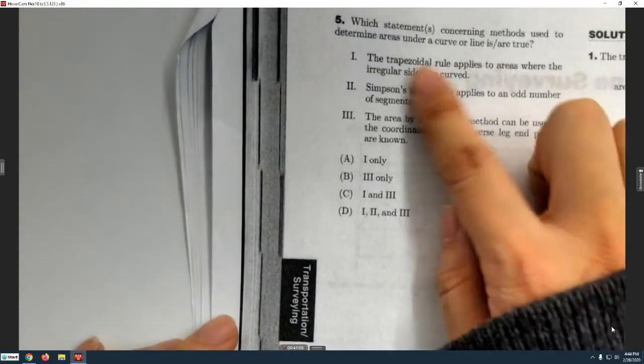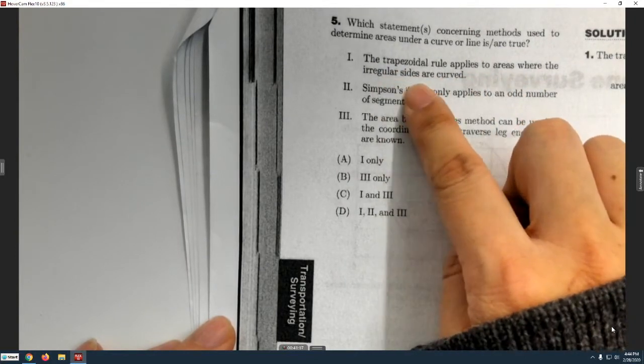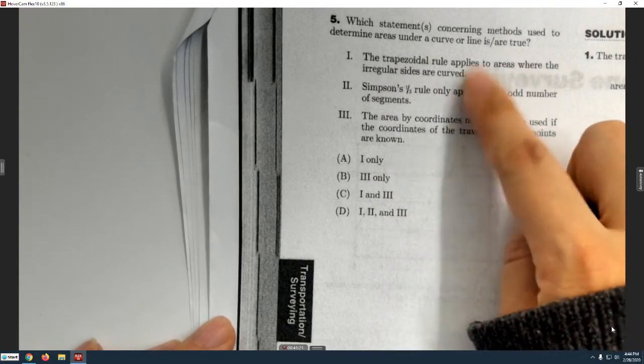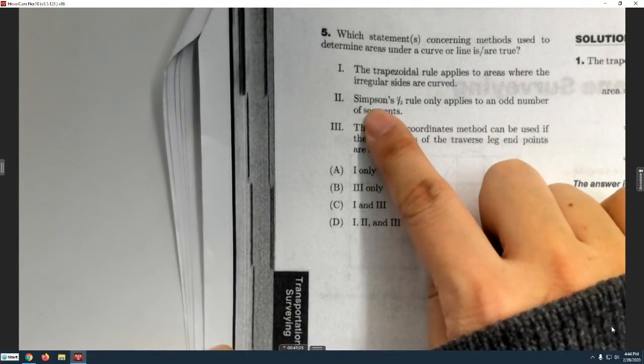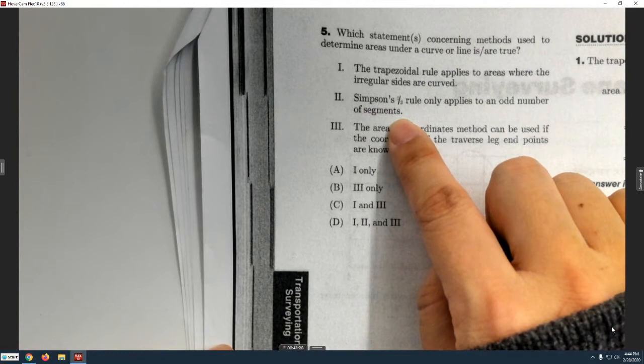Last one. Which statements concerning methods used to determine areas under a curve or line are true? Trapezoidal rule applies to area where the irregular sides are curved. This is not true. When it's a straight line, you can use the trapezoidal rule. Simpson's 1/3 rule only applies to an odd number of segments.